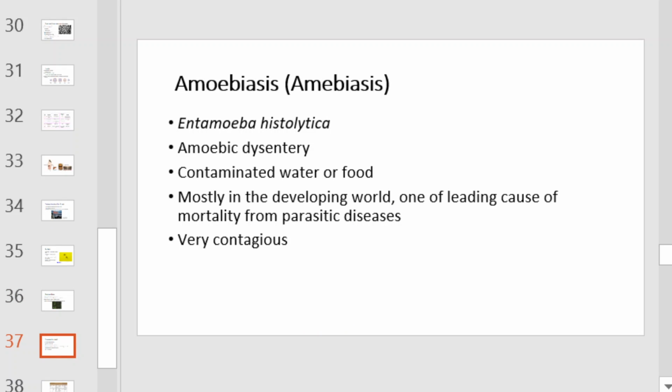Amoebiasis is caused by Entamoeba histolytica. Another name for amoebiasis is amoebic dysentery. Patients contract this through exposure to contaminated food or water. It occurs mostly in the developing world and is one of the leading causes of mortality from parasitic diseases and is very contagious.